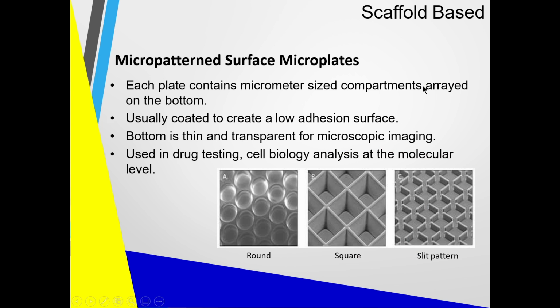And this is the third type of scaffold base, which is the micro-patterned surface microplates. Each plate contains micrometer-sized compartments arrayed on the bottom, usually coated to create a low adhesion surface. You don't want the cells to adhere to the bottom of the plate too much because it's going to be hard to detach the cells from the bottom, and that's why it's coated. The bottom is thin and transparent for microscopic imaging, and they are usually used in drug testing and cell biology analysis at the molecular level.